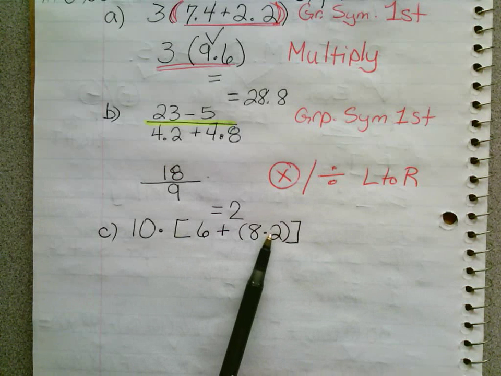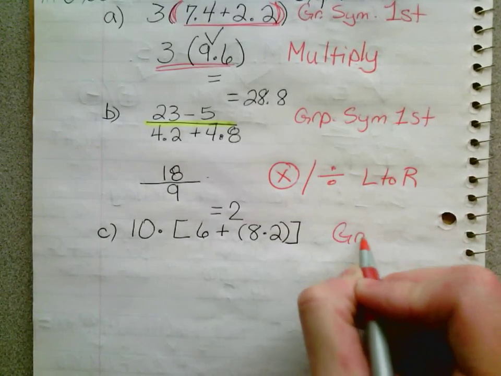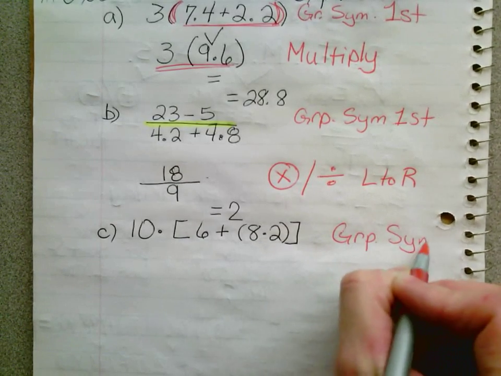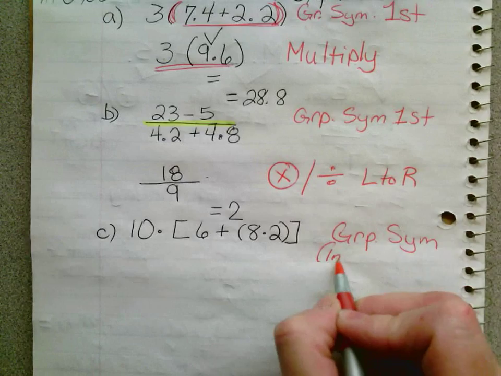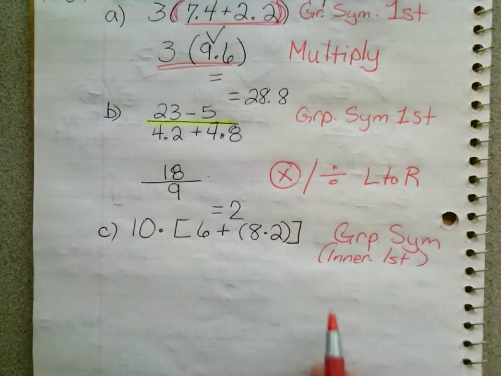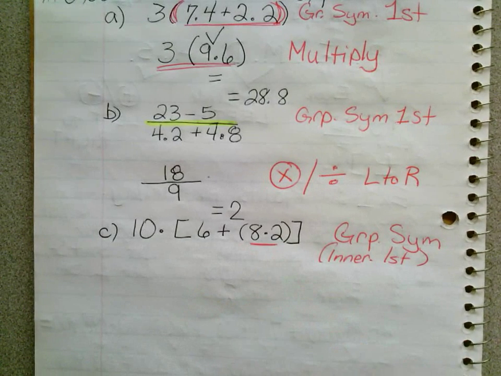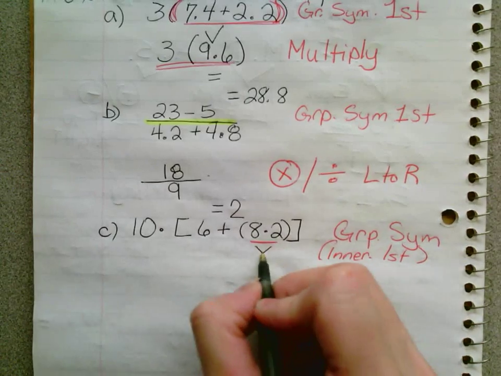Okay? Rule 1 is grouping symbols. Are there grouping symbols? Yeah, there's actually 2 levels of grouping symbols. So you do the innermost first. The innermost first. 8 times 2 is the innermost grouping symbol. So you work from inside out. 8 times 2 is 16, am I right? Gosh, I hope so.